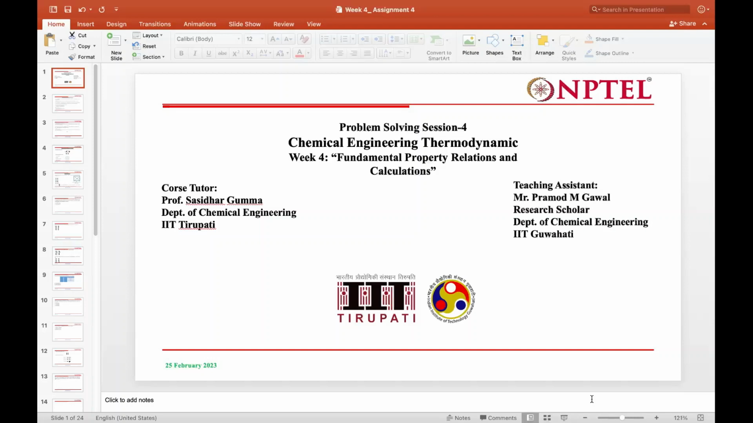So today we will see chapter 4, fundamentals of property relations and calculations. I hope we have gone through the available lecture on the SWAYAM portal. So we will see some concepts on thermodynamic properties and their relationships, and based on that we will solve some problems. Then we will see the Clapeyron equation for two-phase systems, then the Clausius-Clapeyron equation, and problems based on that.